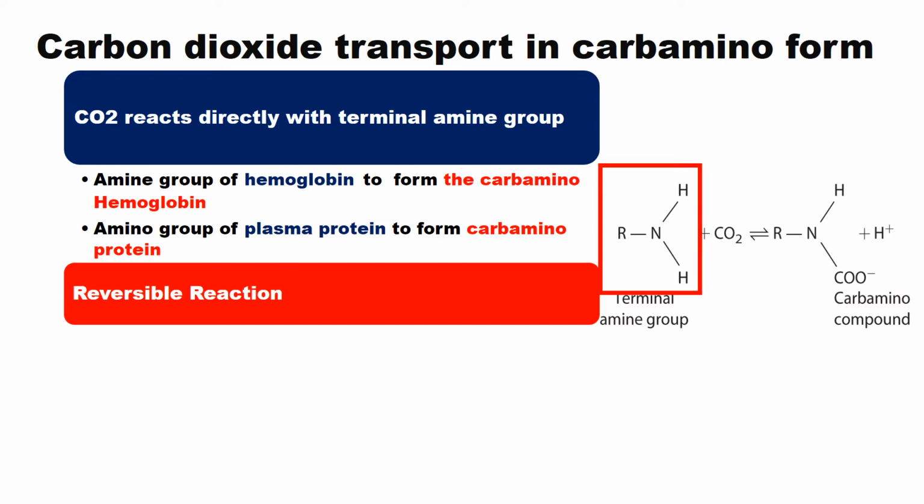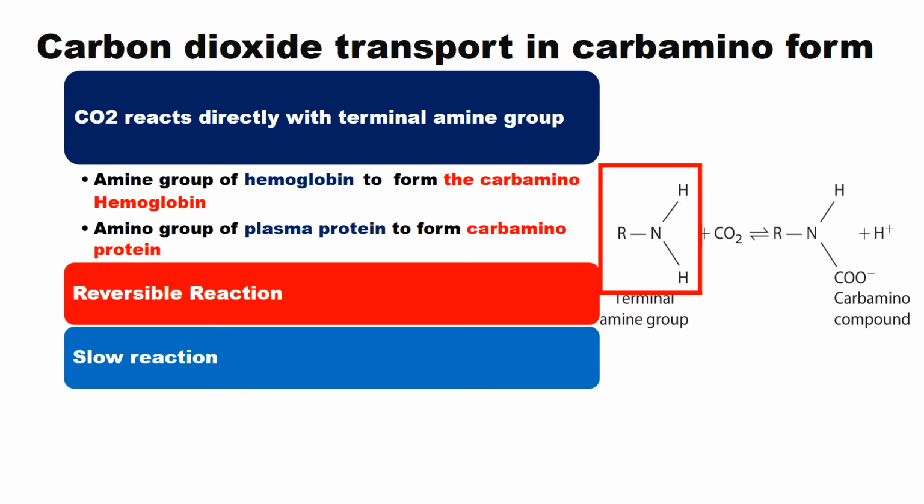This reaction is a reversible reaction that occurs with a loose bond, so that carbon dioxide is easily released into the alveoli when the PCO2 is lower than that of the pulmonary capillary. Also, this is a slow reaction. It is so slow that it is doubtful that under normal conditions this mechanism contributes even more than 20% of the total carbon dioxide transport.